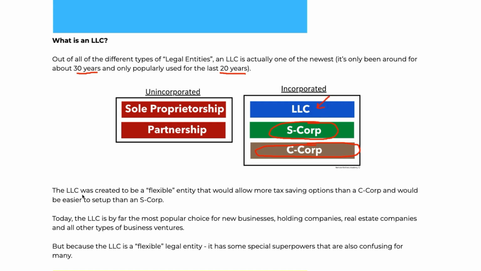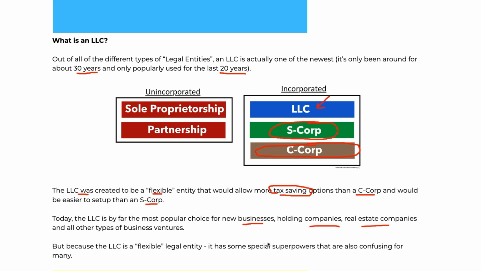So an LLC was created to be a flexible entity that would allow for even more tax saving options than a C Corp, and would be easier to set up than an S Corp. Okay, so an LLC was designed to be flexible, so that it does the best of all worlds. And so today the LLC is by far the most popular choice for new businesses, for holding companies, for real estate companies, and literally almost all other types of business ventures. An LLC is by far becoming the most popular.